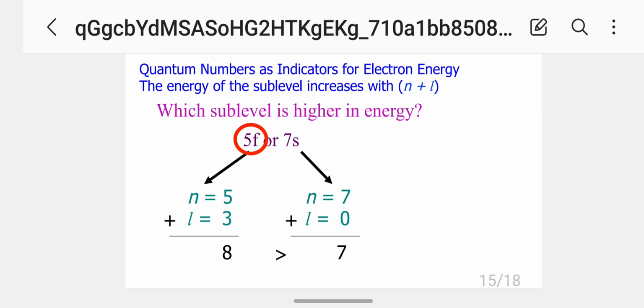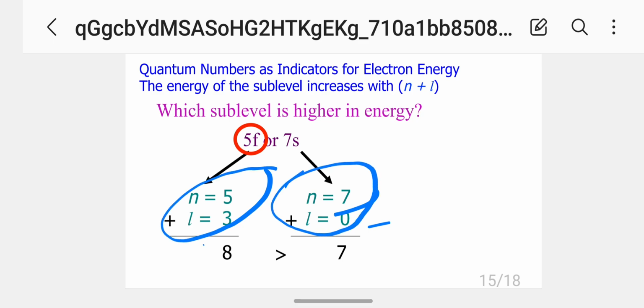let us derive it. We have principal quantum number for the 5f orbital, which is 5, and azimuthal quantum number, which is 3. For the 7s orbital, the primary indicator has value 7 and the secondary indicator has value 0. Afterwards, adding both values on each side, we get 8 greater than 7, which proves that the energy of the 5f sublevel is much greater than the energy of the 7s sublevel.